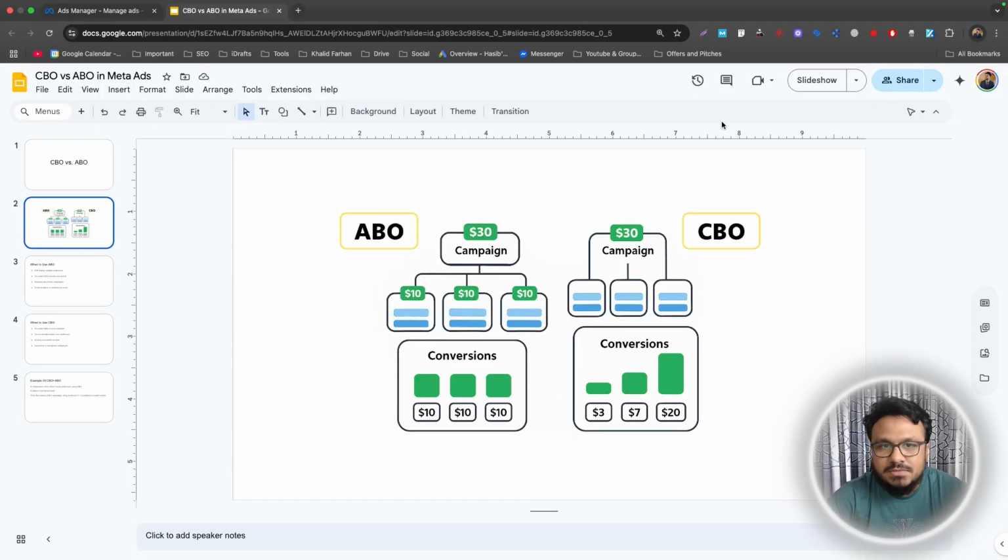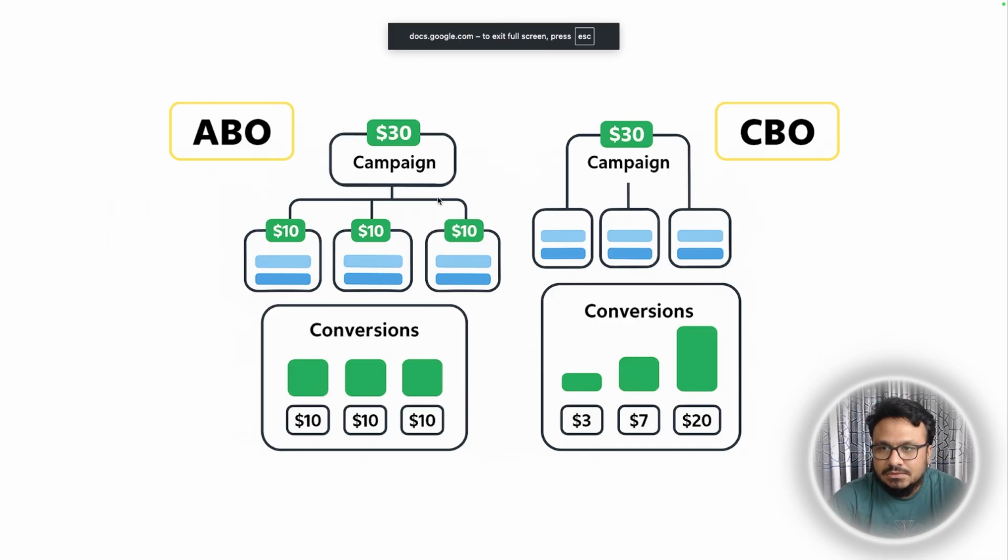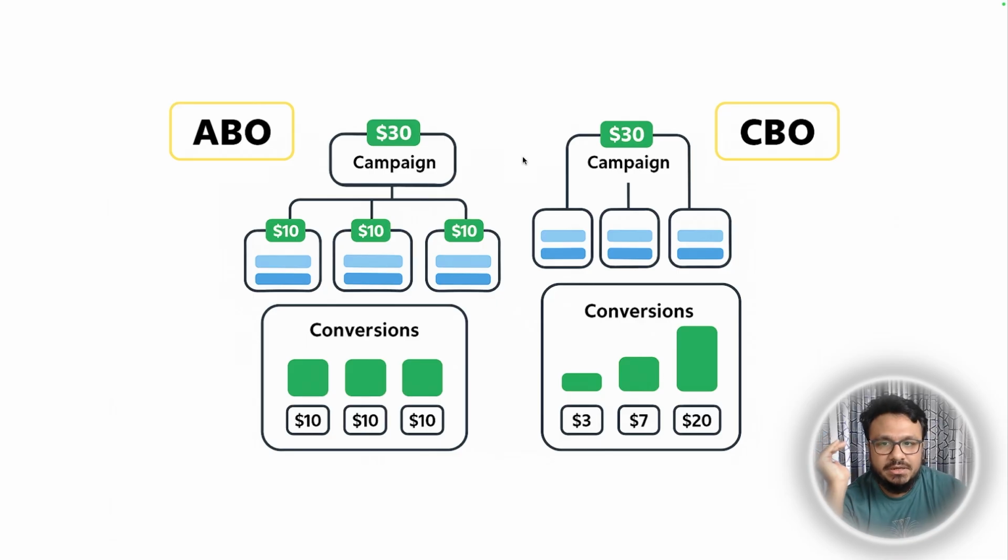So let me go to my slide. Okay, so let's try to understand. Here we have a campaign, here we have another campaign. Both these campaigns have $30 budget, right? So this one is running on ABO, which is ad set budget optimization, where we define the budget on the ad set, not on the campaign. So if I have a $30 budget for the campaign, each ad set will have $10 budget, right? We have 3 ad sets, we have $10 per ad set, that's 30, right? The campaign won't be spending more than $30.